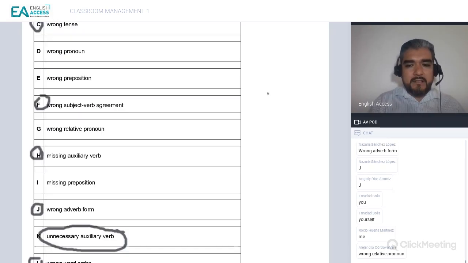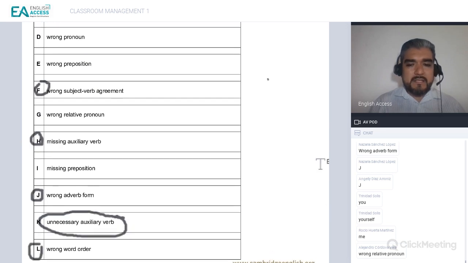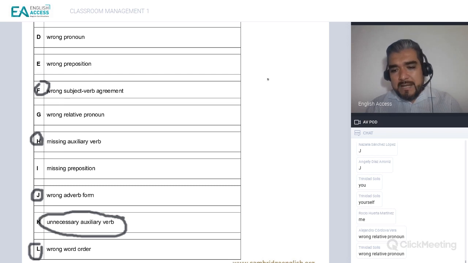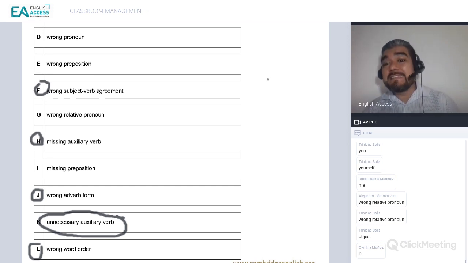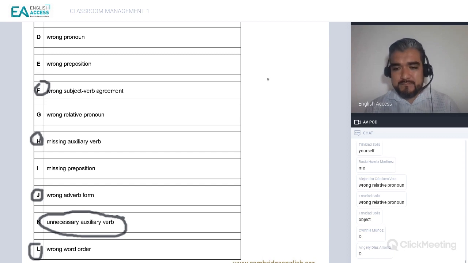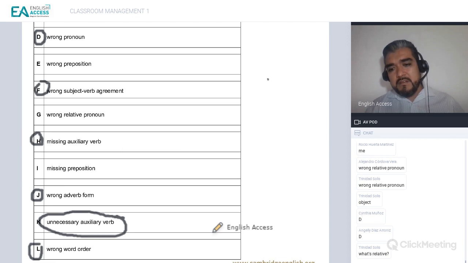So, since it should be yourself, from here, right? Because the three first ones are already answered. Relative pronoun. Guys, yourself is not a relative pronoun. The relative pronouns is not an object pronoun either. It's a reflexive pronoun. Reflexive pronoun. Yes, Cynthia. Yes, Angeli, it is letter D. You got confused, Alex and Trini, with the word relative.